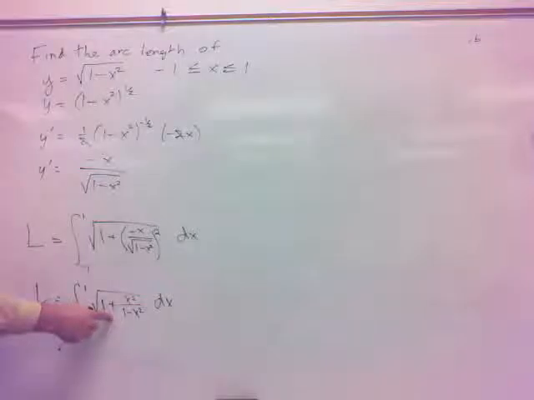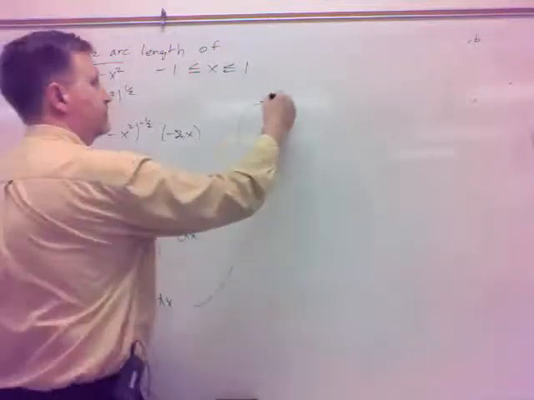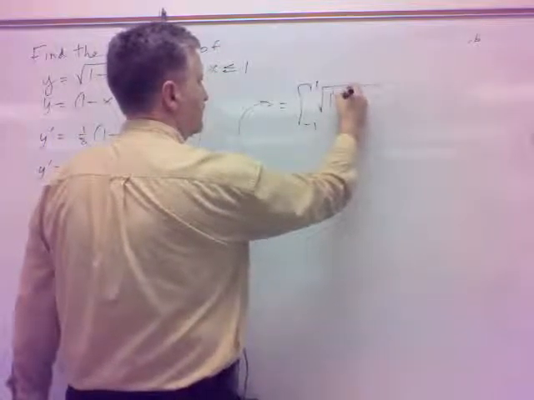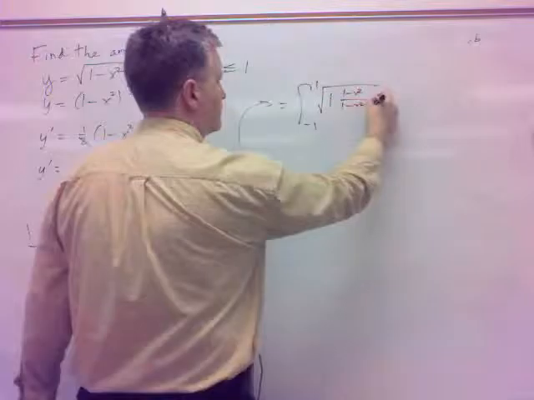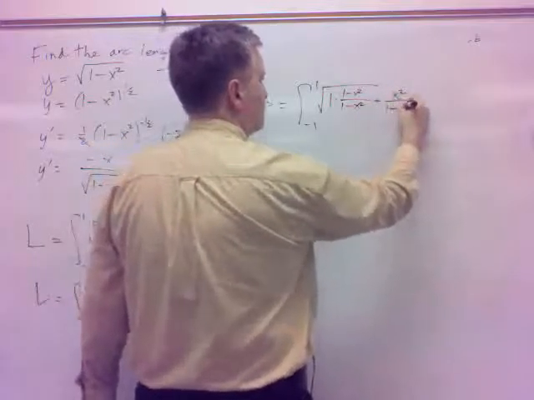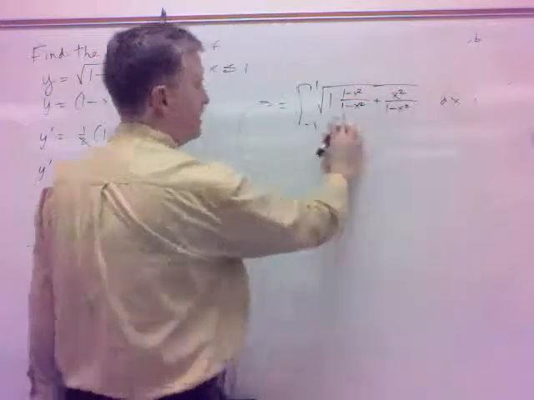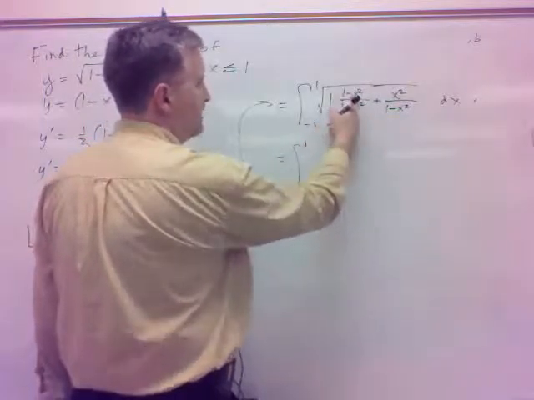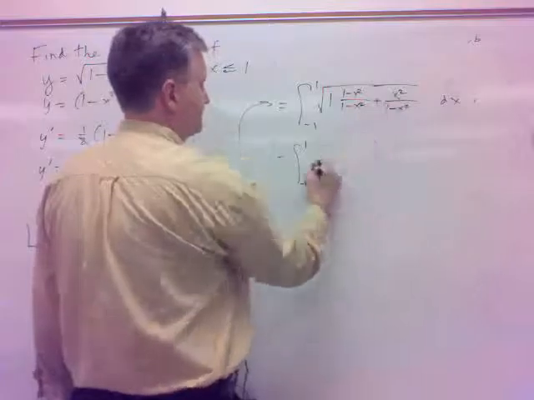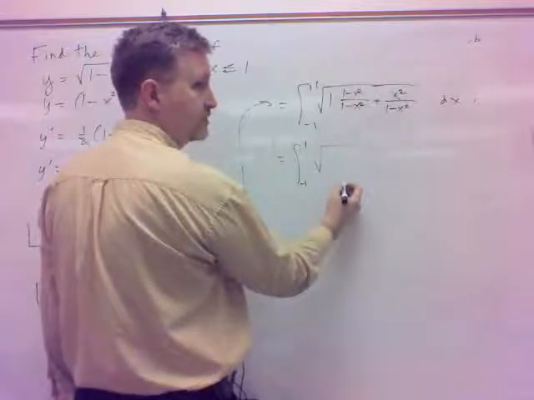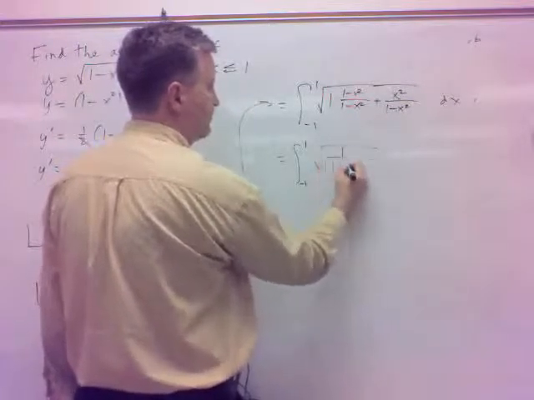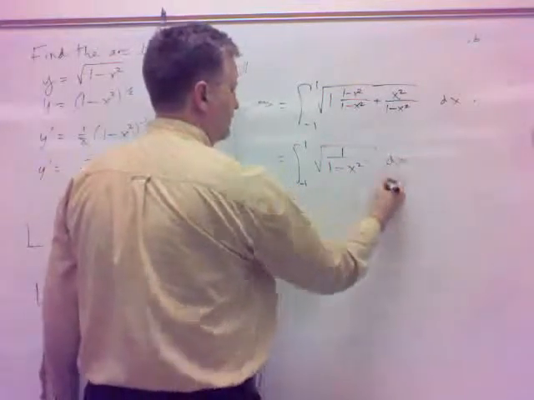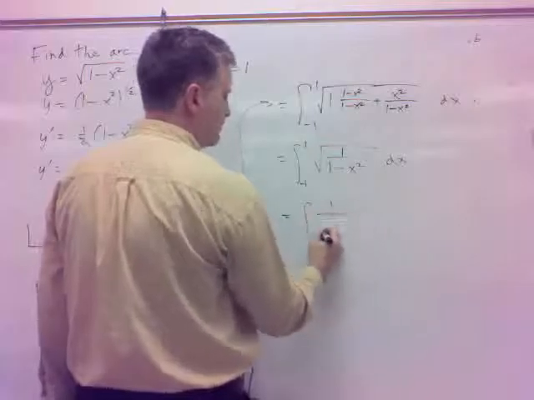With me? I'm just multiplying this first one by 1 minus x squared over 1 minus x squared. So that would get me 1 minus x squared plus x squared on top, which, aren't the x squares going to cancel? So I'll just have 1 over 1 minus x squared. Separate those out, square root of 1 is 1 over the square root of 1 minus x squared.